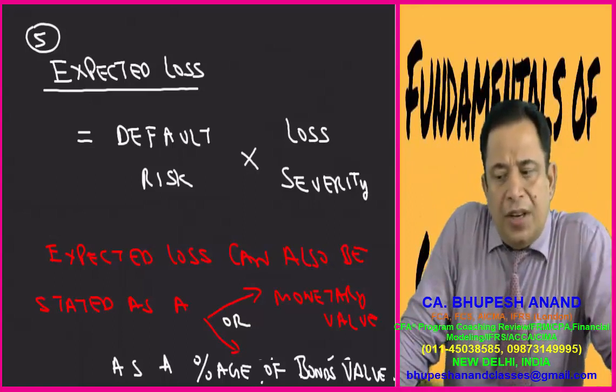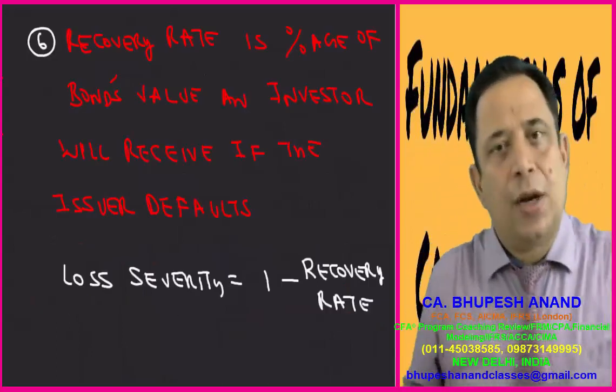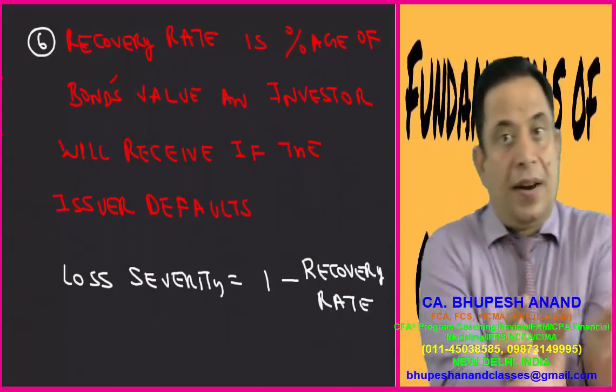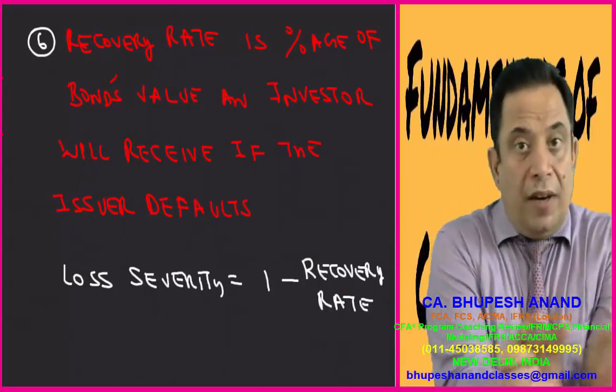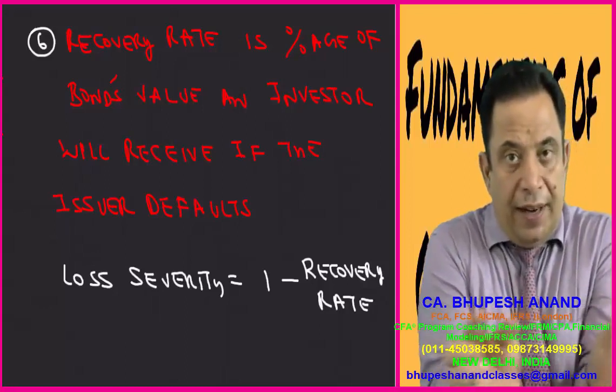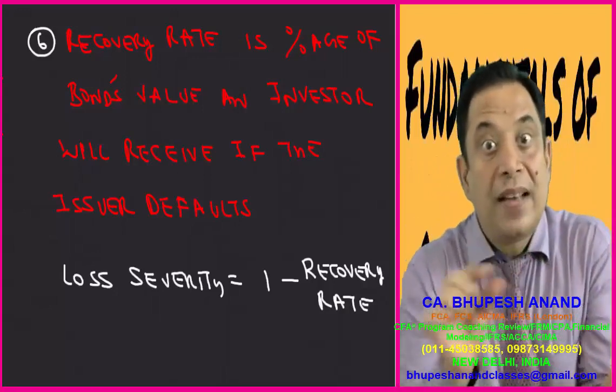Expected loss can be stated either in monetary value in rupees or in percentage. Now what is the recovery rate? When I say loss severity, this is the loss. Then how much will be the recovery? It means loss severity plus recovery is equal to 100%. So I can relate them. Recovery rate is equal to 1 minus loss severity, or loss severity is equal to 1 minus recovery rate.